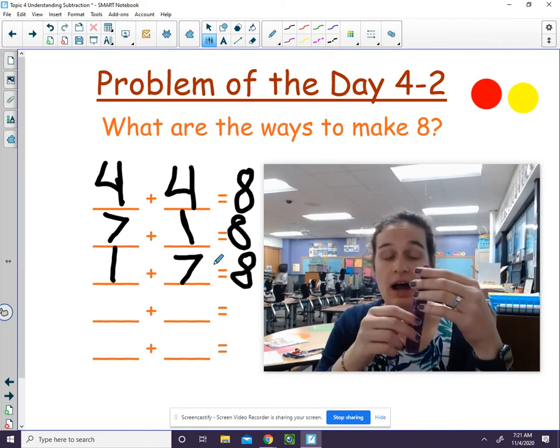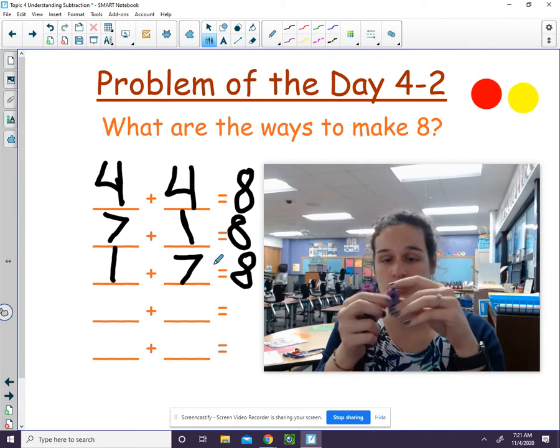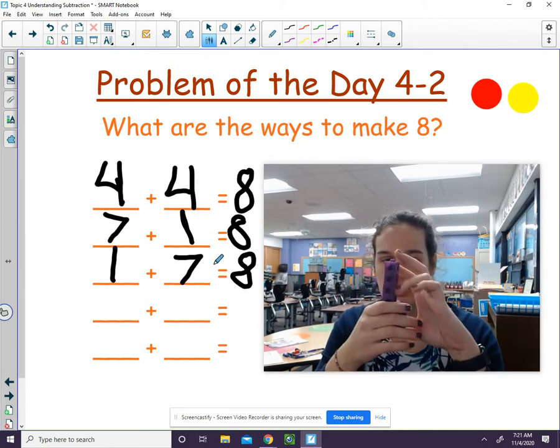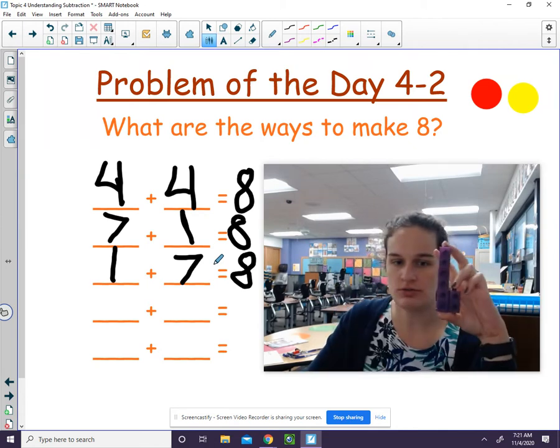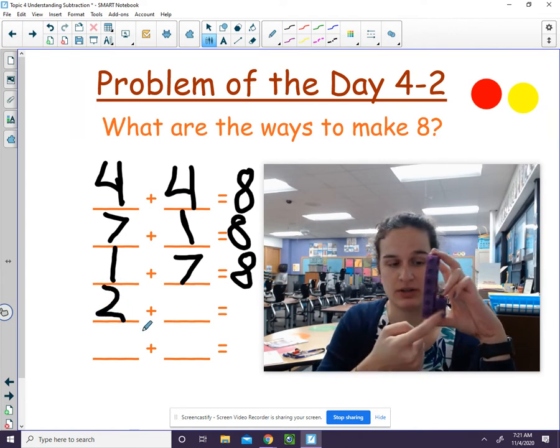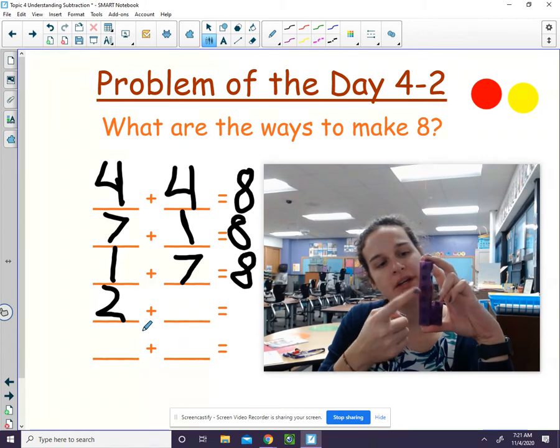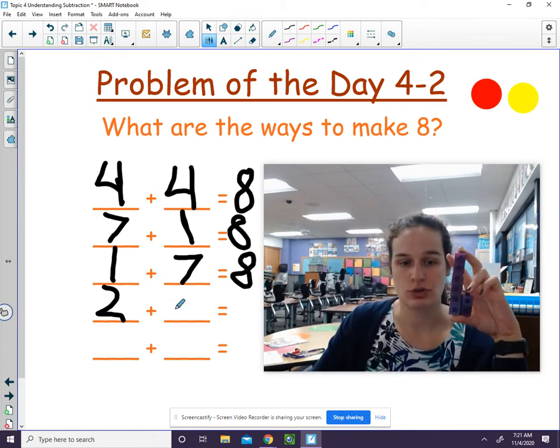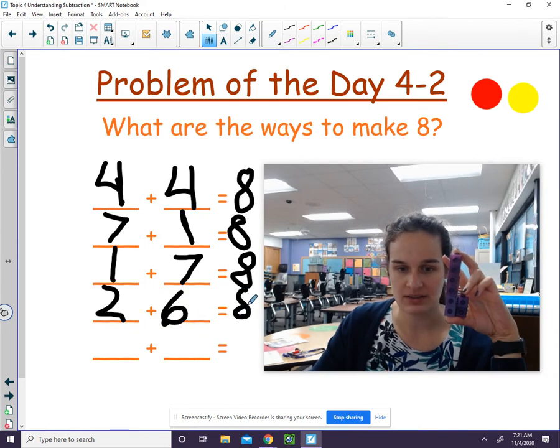What if I did 2? Let's start with 2. How many would that be, though? So I'm going to go ahead and write the 2 down. Then I'm going to count how many cubes are here, because I know this is 2. 1, 2, 3, 4, 5, 6. So 2 plus 6 equals 8.